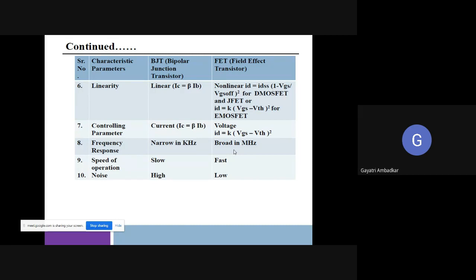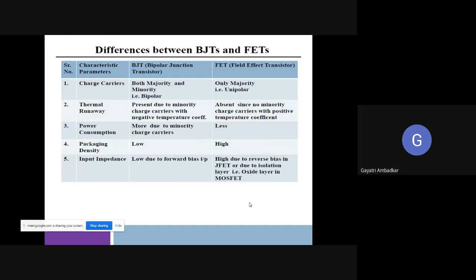Also, we have discussed in basic concept that BJT is a current controlled device because it is the base current who is controlling the output collector current, the output voltages and output powers. So that is why we call BJT as a current controlled device.